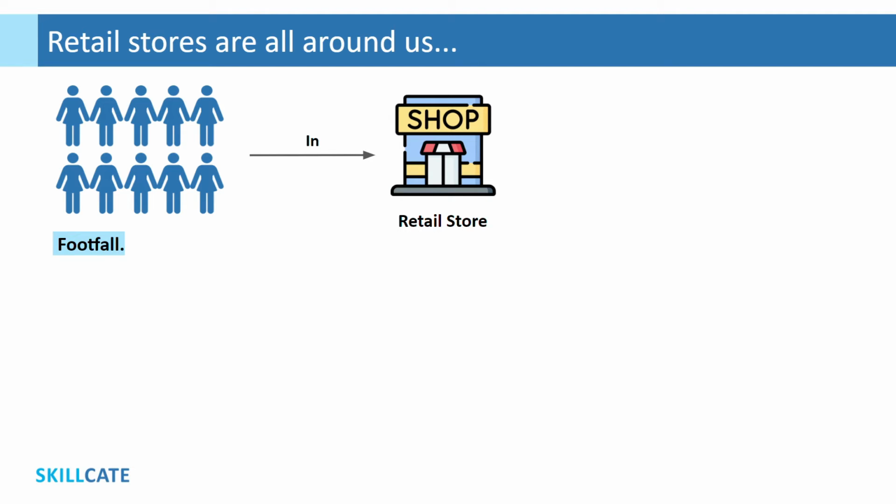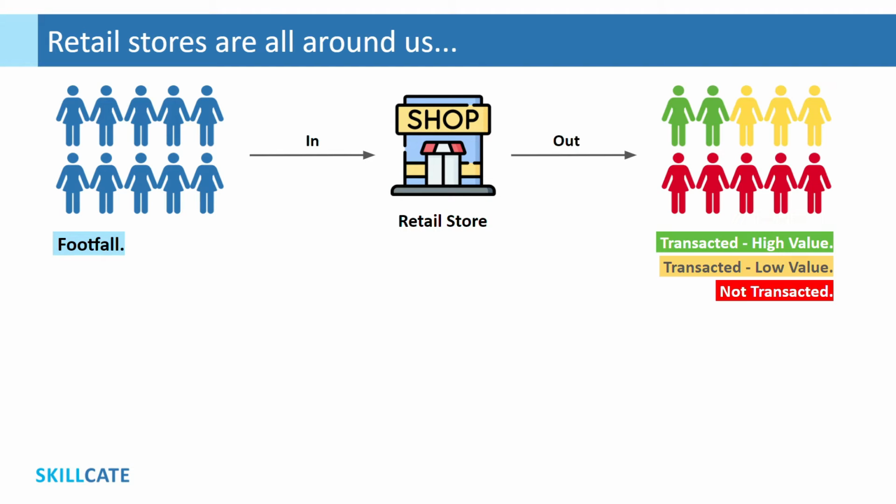People come to the store, called footfall in business language. Some part of this store footfall manages to find what they are looking for and end up buying, shown in green and yellows here. Remaining come out empty-handed without making any transaction, shown in red here. Among these greens and yellows, the difference is on the amount spent. Greens do high value transactions, whereas yellows do low value.